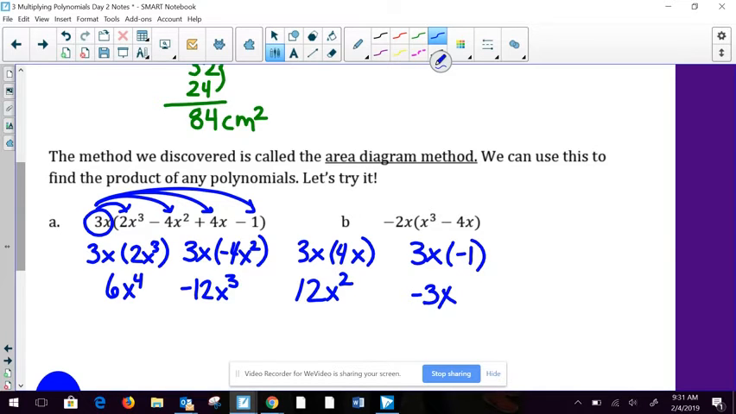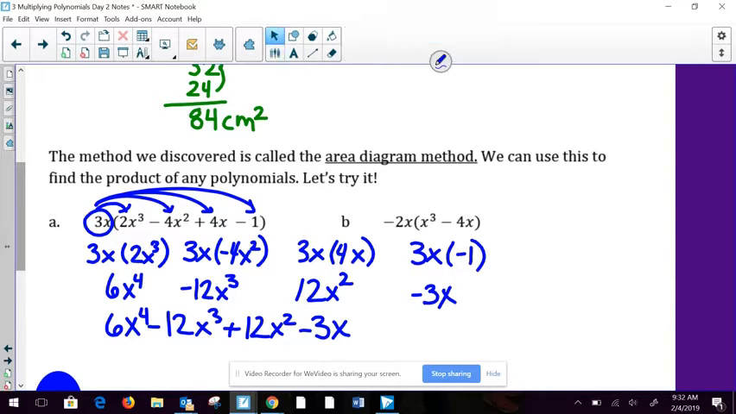So the way I would write this answer down is 6x to the fourth minus 12x to the third plus 12x squared minus 3x. And we call this the expanded form. Now, instead of having to write this down so many times, there's an easier way of looking at this. So I'm going to do this next problem, problem B, in green, since I kind of went and used up all the space using the blue.